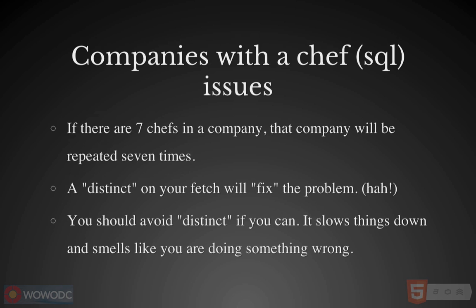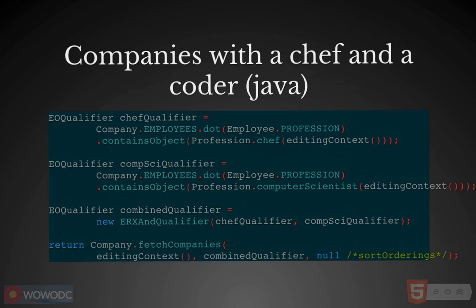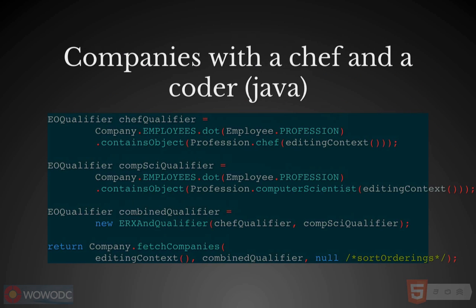So, where does that take us? Let's look at companies that have both a chef and a programmer. All right? So our first qualifier is the same as before, the chef qualifier. The computer scientist qualifier is almost the same, it's just we're looking for a computer scientist for the profession. We combine them with an and qualifier, and we say fetch. Farouk, what's wrong with this qualifier?